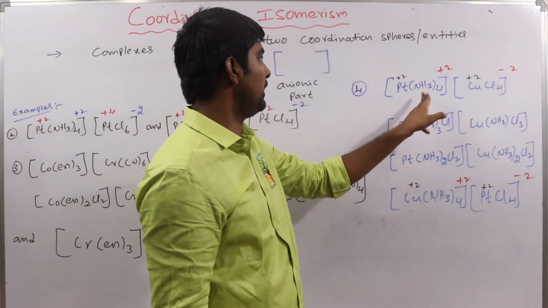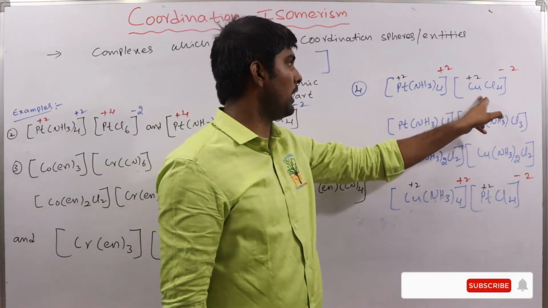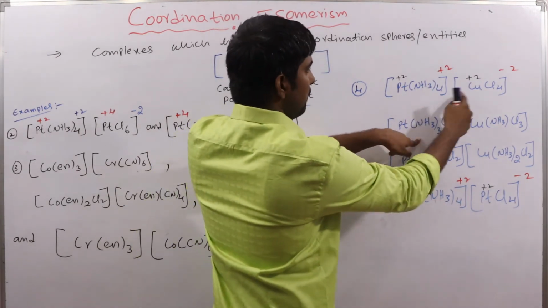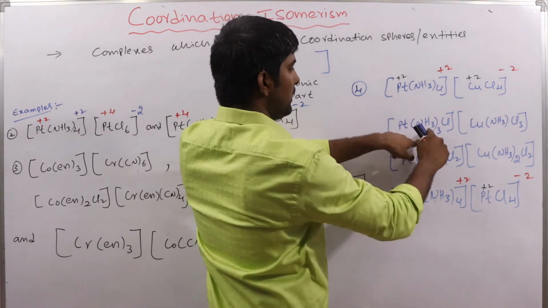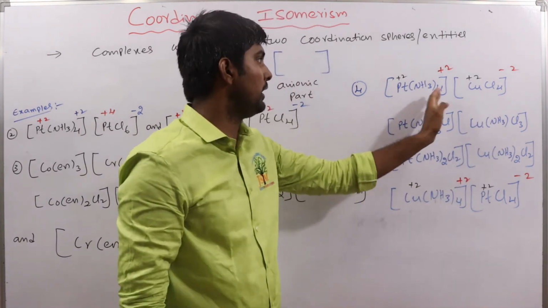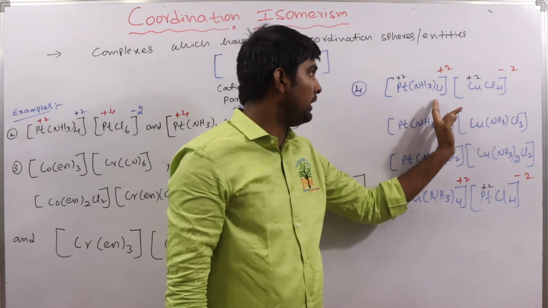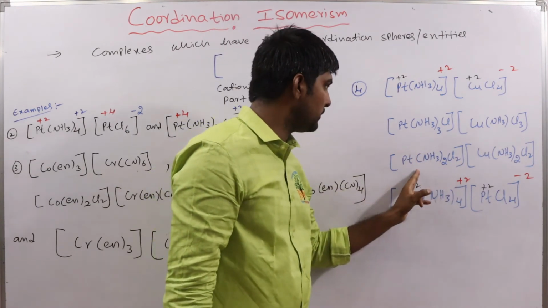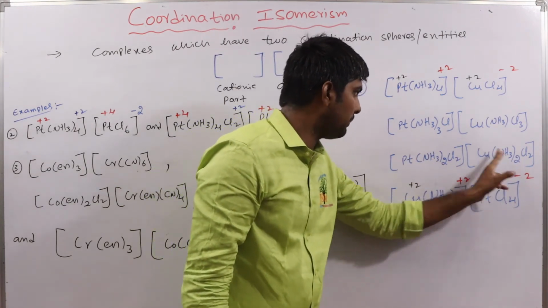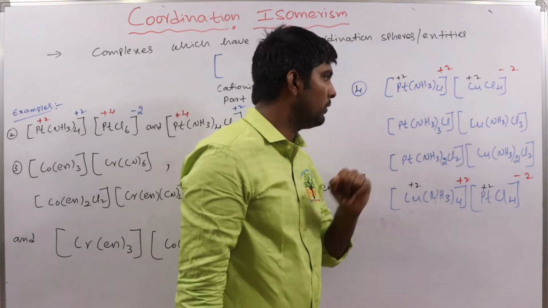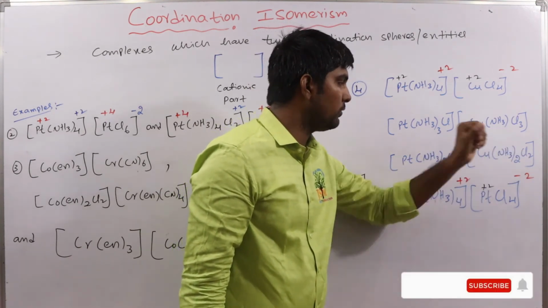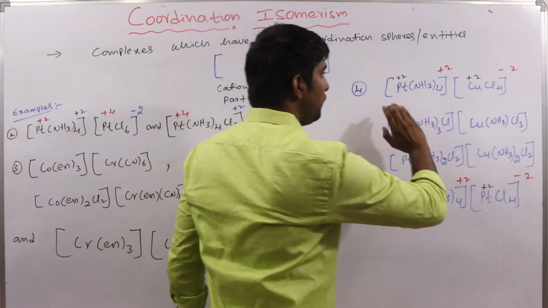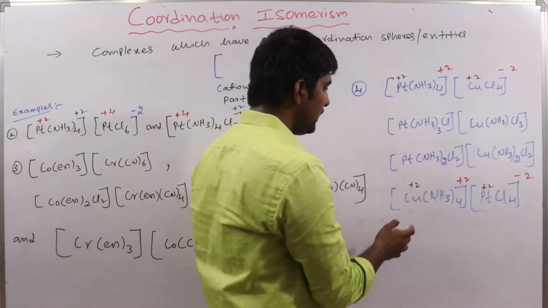See here, platinum NH3 4 times and copper chlorido 4 times. So here next in this isomer, one chlorido is attached to the platinum and one amine is attached to the copper. So here interchange of amine and chlorido ligands taking place. And here one more chlorido attached to the platinum, one more amine attached to the copper. Okay, so see here 3, here 2, here 3 chlorido, here 2 chlorido. Okay, and finally see this one also. Now all 4 ligands are exchanged between the two coordination spheres.